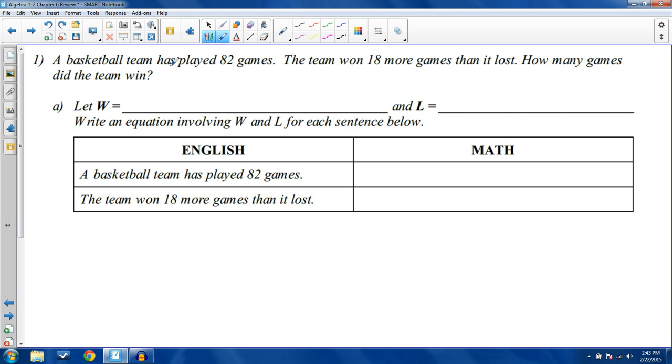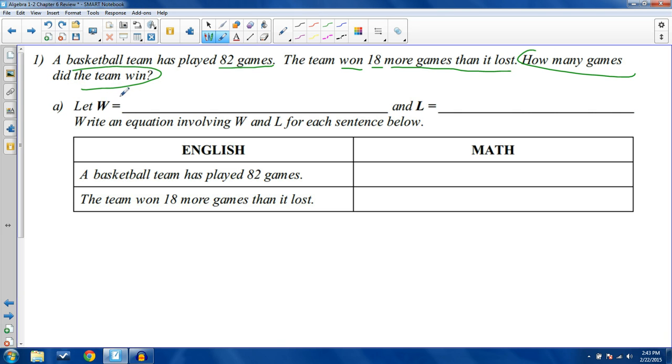Number 1, a basketball team has played 82 games. Okay, games are the unit there. The team won 18 more games than it lost. And here's the question: how many games did the team win? We're not going to actually solve that, but that's the question which you answer right there.